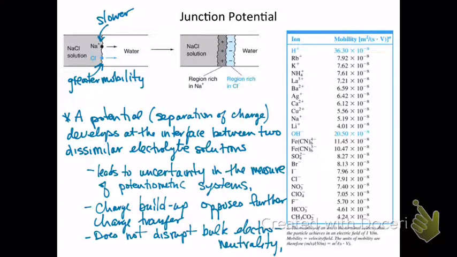So we can build up this junction potential. As it turns out, it leads to uncertainty in the measurement that we make in potentiometric systems. In these types of systems where we're trying to measure potential, whether for a circuit or across a particular distance, it's going to lead to error because it's a portion of the system that we may need to account for but may have a difficult time doing.